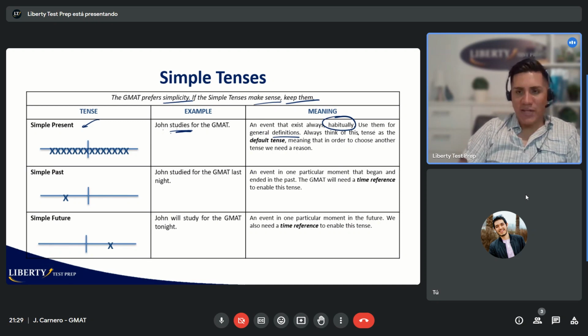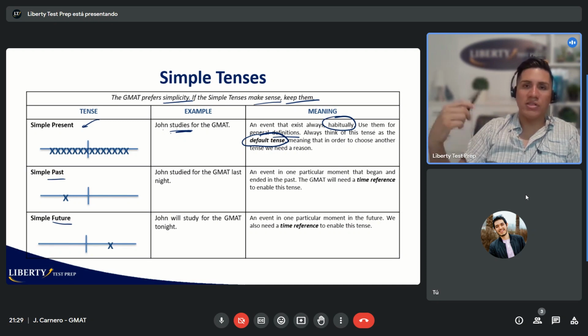Okay, this tense, the simple present, is the default tense. It's the most natural tense you can have. In order to change it to another tense, another -ing or perfect, you would need to have a word that would force you to change it. And in order to change it from the present to the past or the future, you will need an indication of time, what we know as a time reference. We're going to see that in a second here.